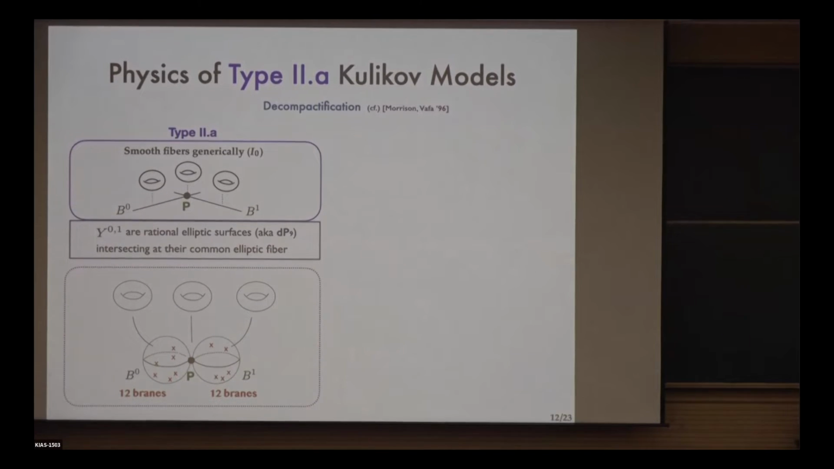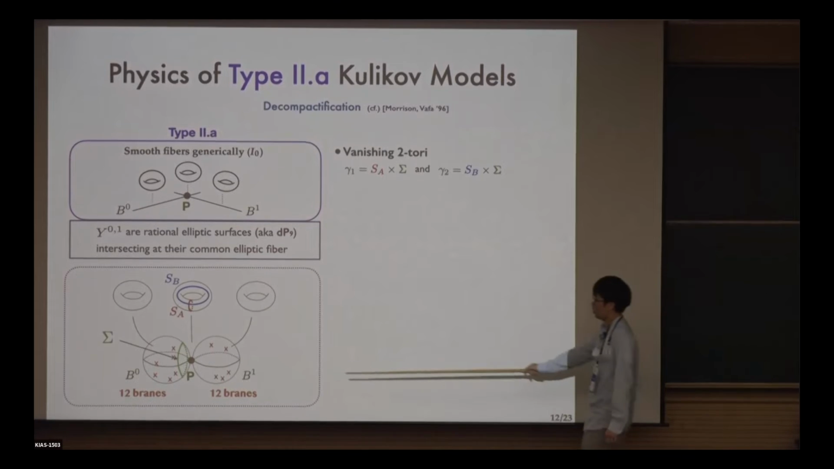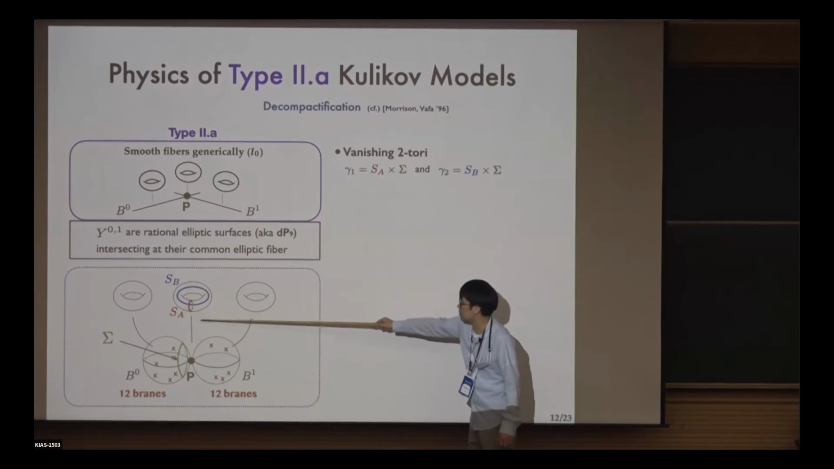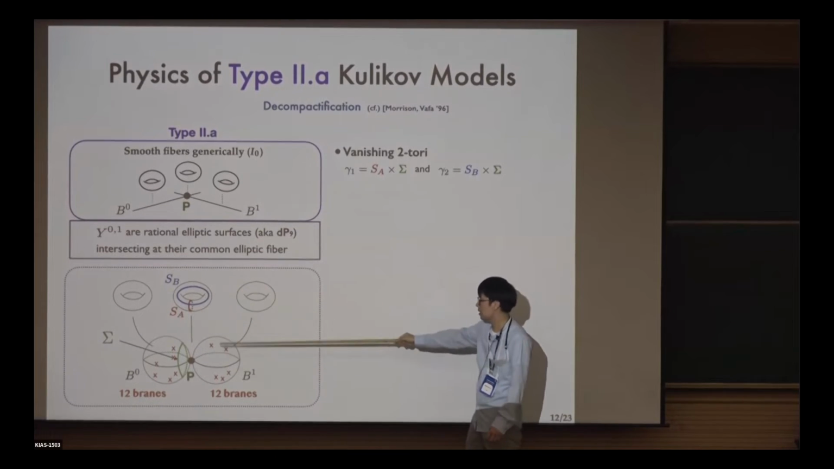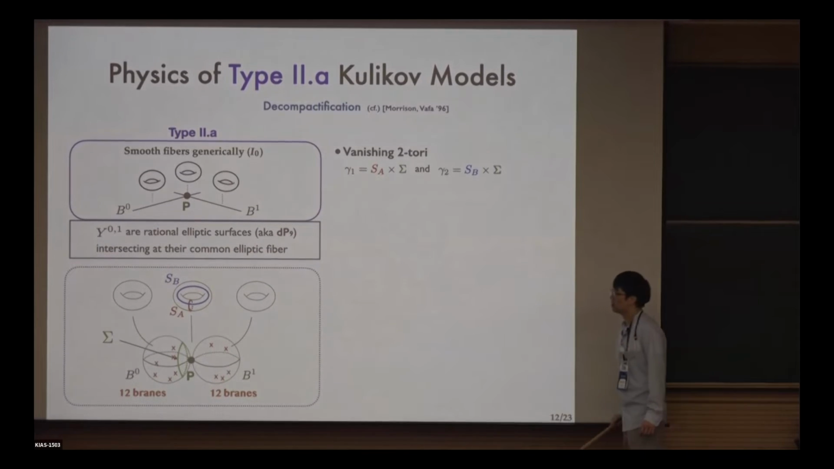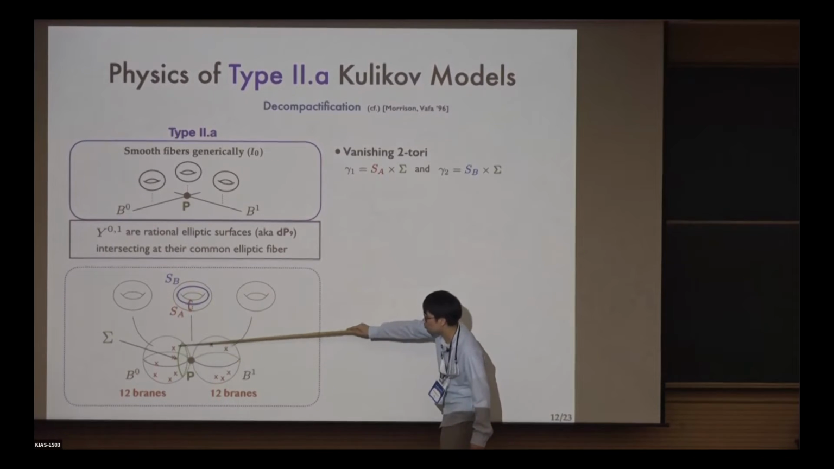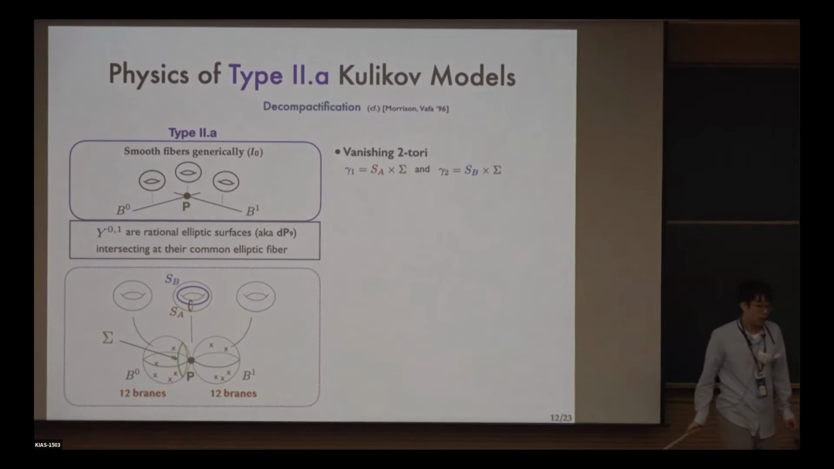And because we are looking at a type 2 Kulikov model, we expect to see a pair of vanishing 2-tori, as expected from the math theorem. And indeed, we can identify these two tori in this manner. So this I0 fiber, the smooth elliptic fiber at this intersection point P, we have two 1-cycles, S_A and S_B. They can now be fibered over this base 1-chain sigma, and they define two transcendental 2-tori, and they are vanishing because this base 1-chain can collapse, and therefore these two tori are very small.